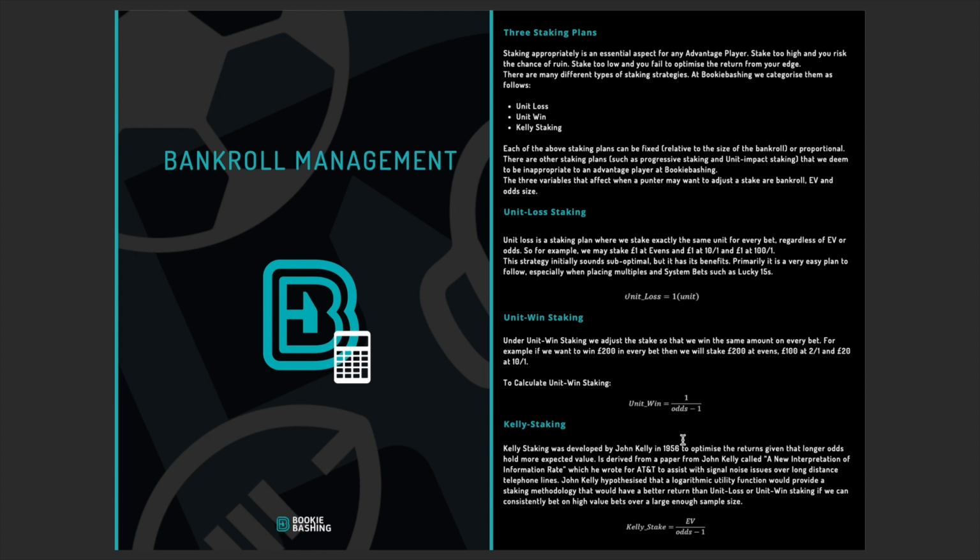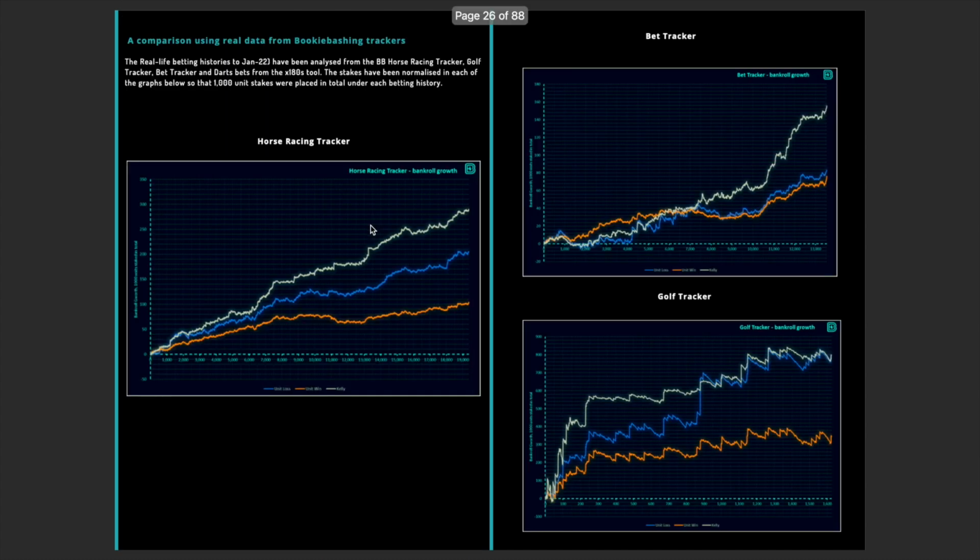Now, we have a number of trackers that we track results for at Bookie Bashing, and I have taken a historical review of the results of those trackers, and I've looked at the return on investment based on these 3 strategies: unit loss, unit win, and Kelly. And there is a pattern. Let's see if you can spot it. So here's the horse racing tracker, and the light line, the whitey grey line at the top, is Kelly staking, the blue line is unit loss, and the orangey line is unit win. What we see here is that our bankroll of 1,000 units grows to nearly 300 under Kelly, and it's only 100 at unit win, and in the middle, 200 odd at unit loss.